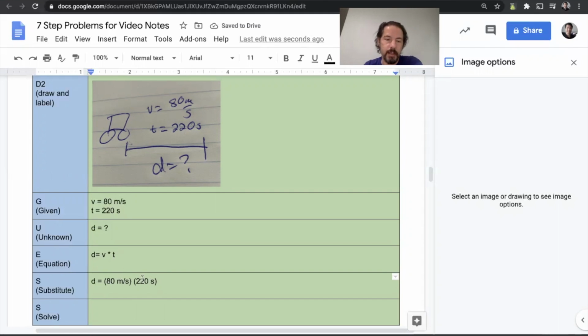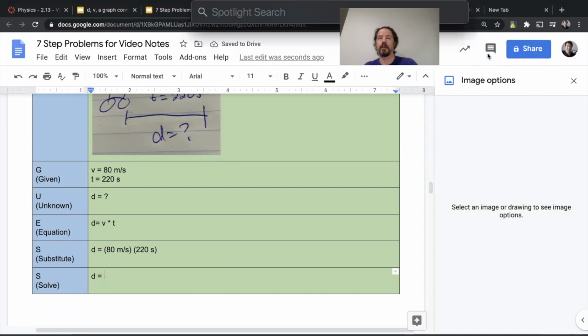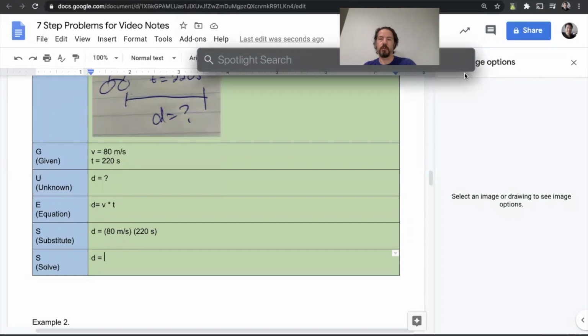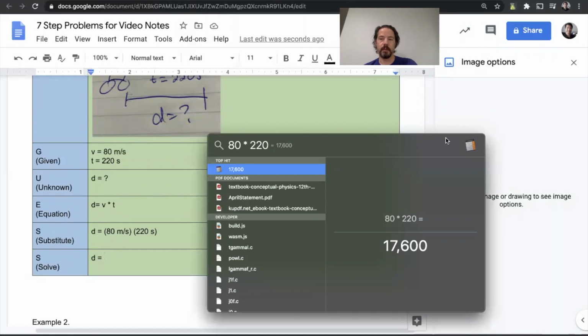So I've got velocity times time. I substituted, and now I'm going to solve. Now this one's actually pretty simple. Distance equals velocity times time. So I'm just going to use my calculator on my computer. You could use the one on your phone. So I'm going to type 80 times 220, and it's 17,600.